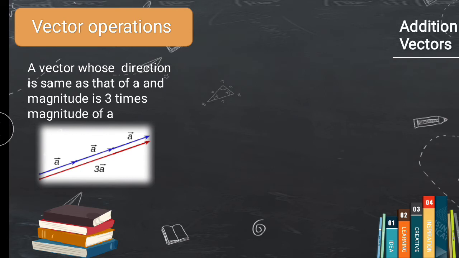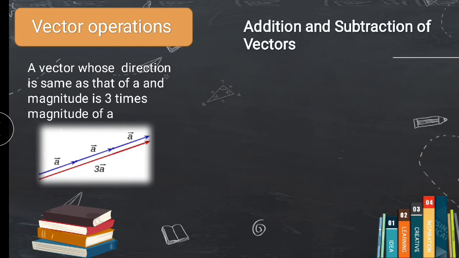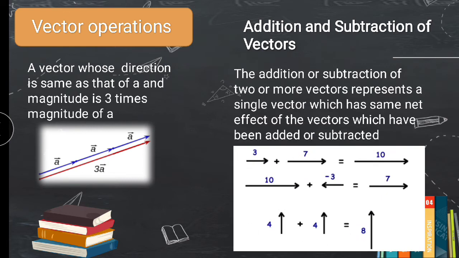Now we are heading toward the second operation, which is addition and subtraction of vectors. In the case of addition and subtraction, you can see over here there are two vectors. One vector is represented by 3 and another vector is represented by 7. These two vectors are heading in the same direction, and if they are heading in the same direction, that represents addition. So what is 3 plus 7? 3 plus 7 is 10.